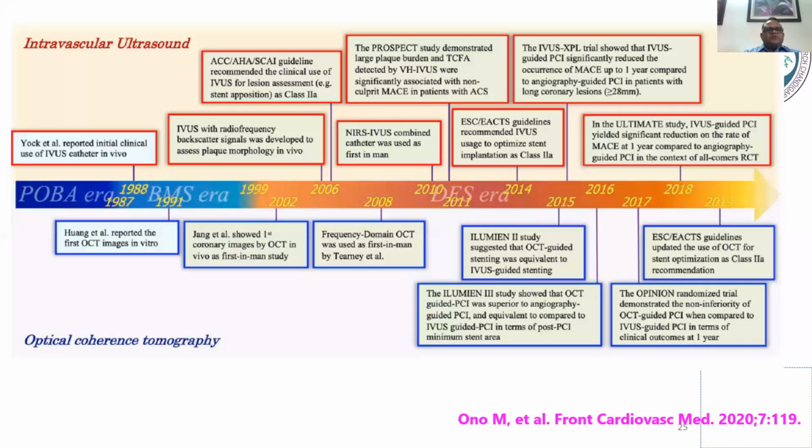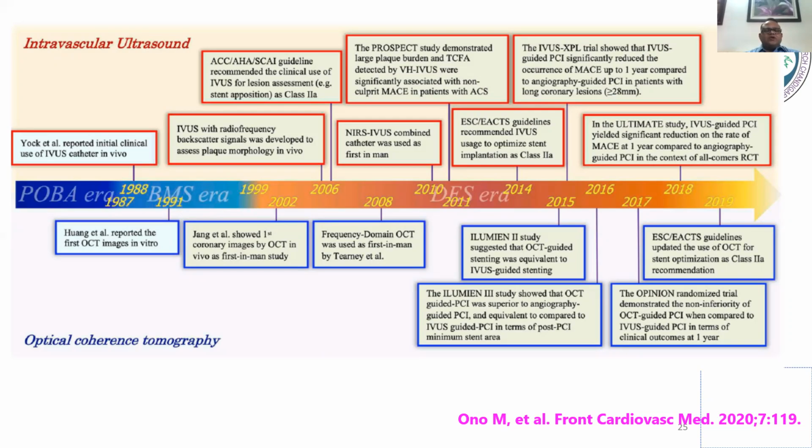So at last, let me summarize. Intravascular ultrasound has been in the picture since 1998 when studies were started. It has been in routine use from 2006, when ACC/AHA recommended it as a class 2A indication for stent optimization. Recently, the ULTIMATE study and the IVUS-XPL study have shown a significant improvement in the MACE rate following the use of IVUS during coronary PCI. So it is preferable to use imaging during the PCI when you are going to use IVUS.